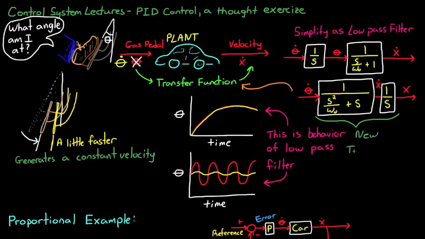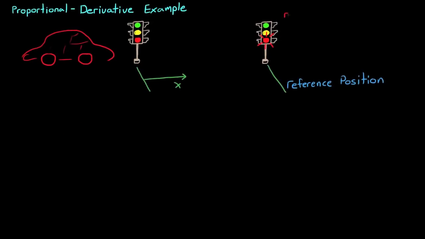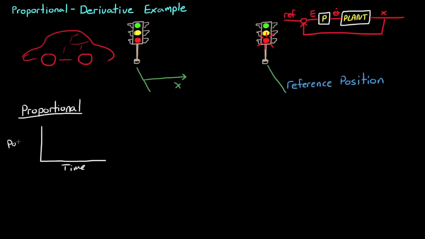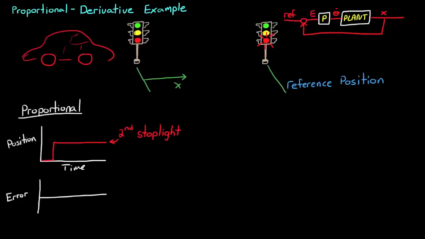And so now this is the new transfer function for the system in this example. Also, your reference signal would change from speed to a position since this is what you're trying to control. So now let's apply a proportional controller to that and see what happens. Again, your reference position would step up to the position of the second stoplight. And since initially your error is large, you apply a large proportional change in pedal angle. The car begins to accelerate, and as you get closer to the stoplight, the error gets smaller and smaller, and the magnitude of the change of pedal also gets smaller.